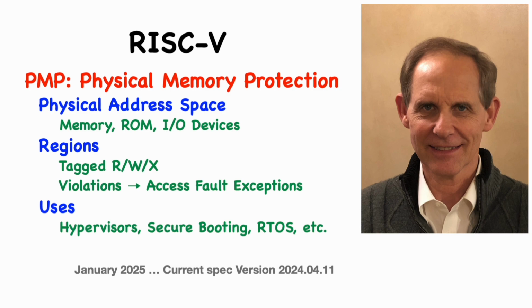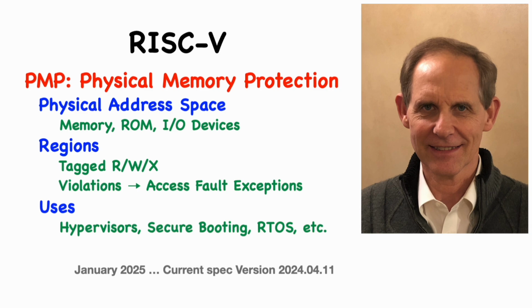In summary, this system allows code running in machine mode to impose access privileges and constraints on regions of the address space. And this is the physical address space, so it can be used to protect main memory as well as read-only memory and I/O devices, which are memory mapped into the address space. The Physical Memory Protection System works by dividing the address space into a number of regions and imposing read, write, and/or execute permissions on each region.